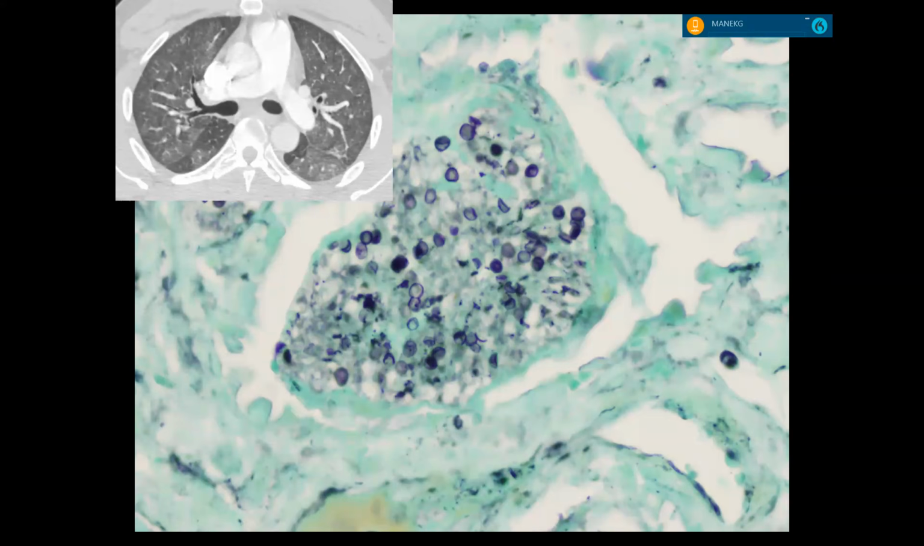GMS. Yes, with ground glass bilaterally. One of these bugs. Imaging wants me to say PJP. Yes, it is. So this is like the crescent shape I was talking about before on the GMS. And also see that frothy thing that I showed you on H&E. When you stain it, it turns into this.